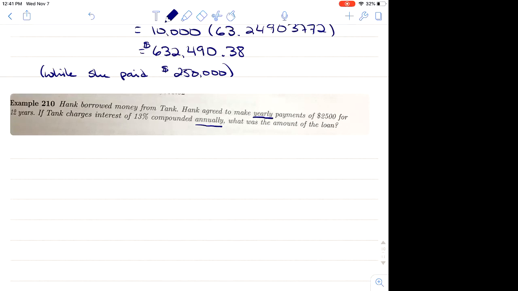It's a lot of money. Yeah, I guess Tank's the hard ass. Hard to keep those guys straight.